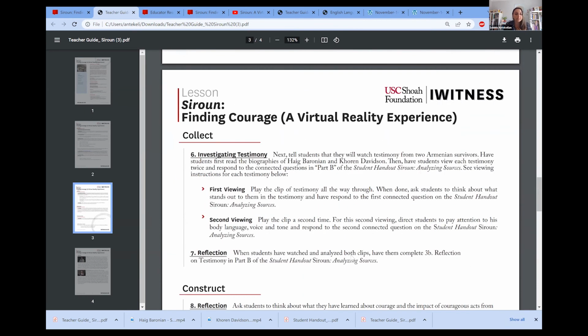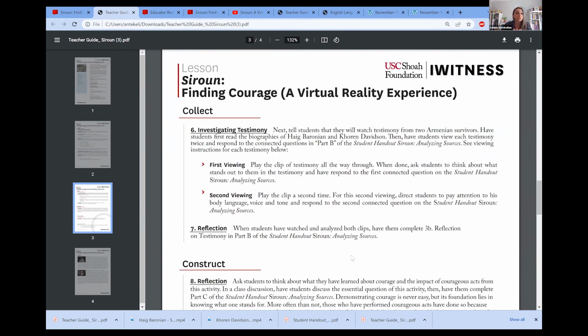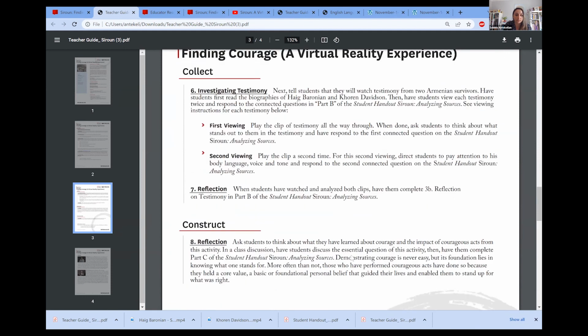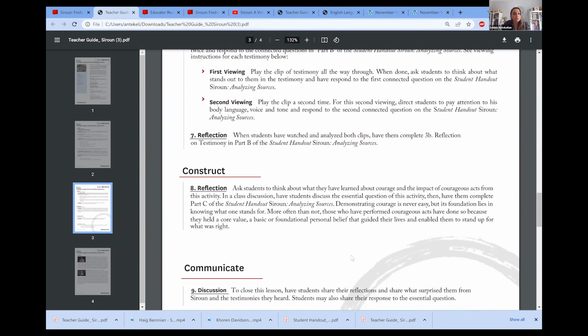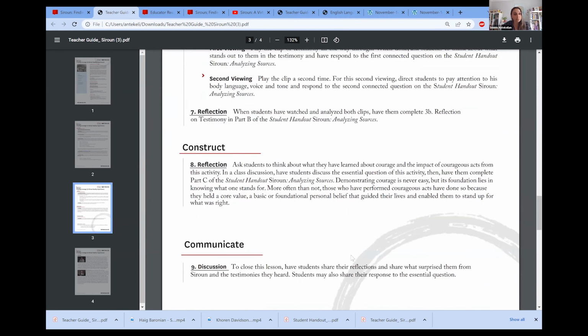Moving into collect, this is where students are really looking at those testimonies and pulling more examples of how they notice courage in the particular testimonies. And then they reflect on what they've learned. Construct is more of an expanded reflection, where students are asked to really share and think about what they learned about courage and the impacts of courageous acts, and now to really answer that essential question.